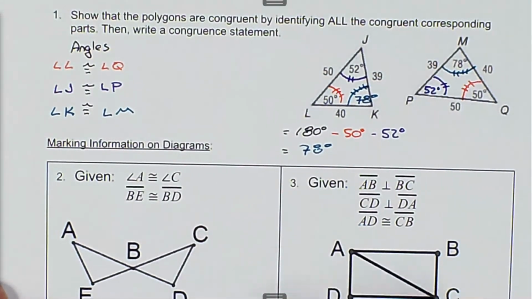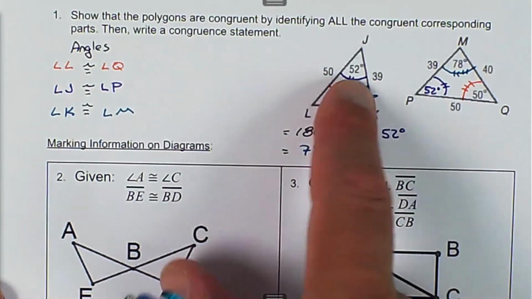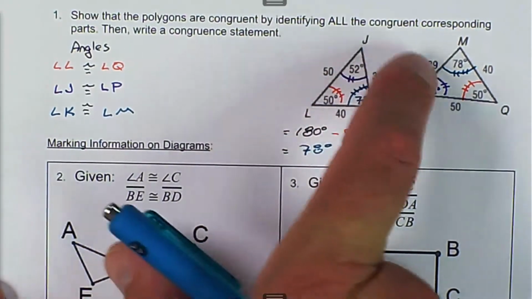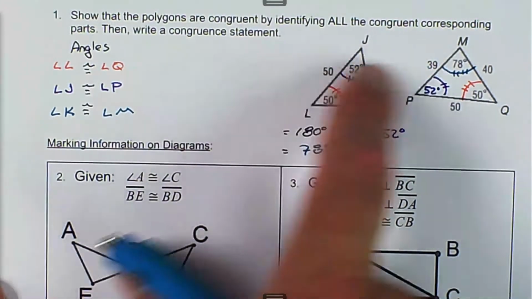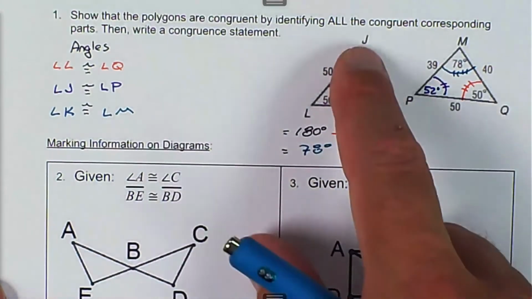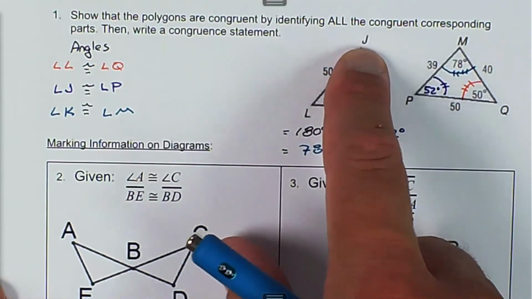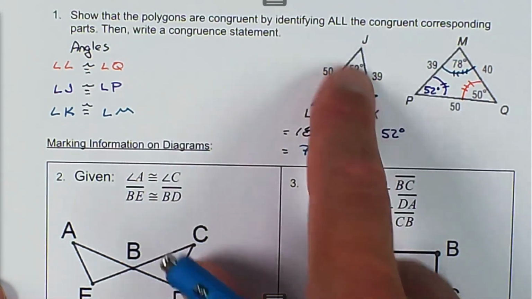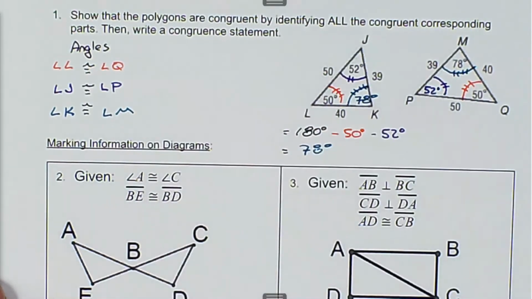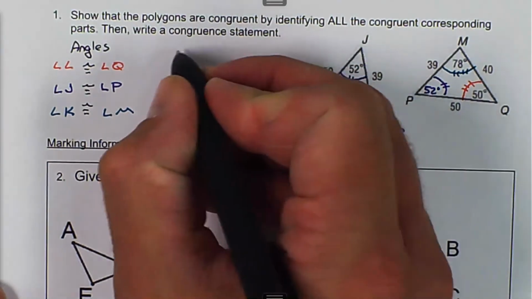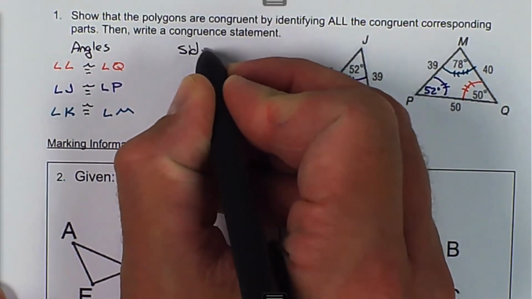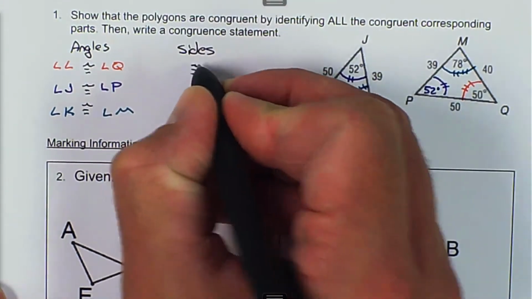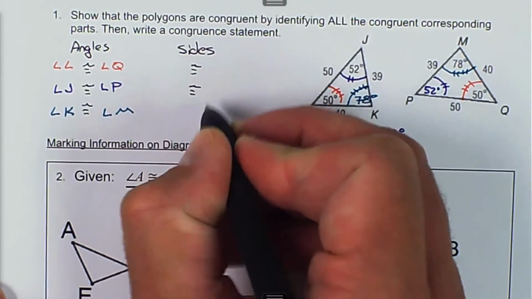So there's 2 ways that we can see that side 39 is congruent to side 39. We can see that, but sometimes we don't know which angles match up. Does J go with M or does J go with P? Sometimes it's hard to see until we mark out those angles. So the next thing we can do is the sides. And again, we're going to have 3 statements.